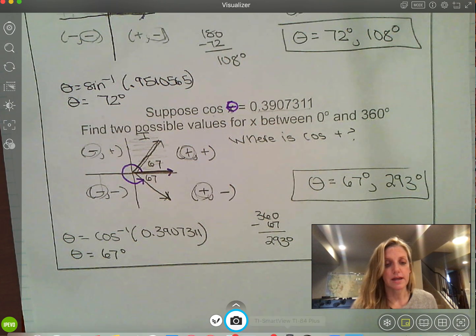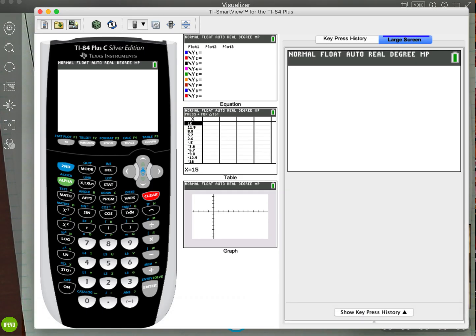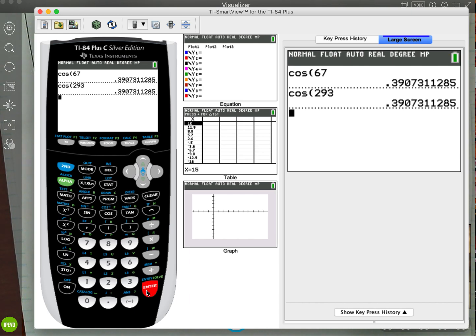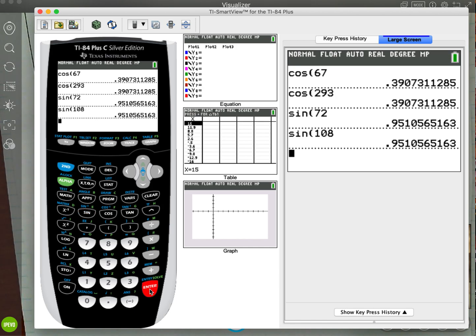Let's just make sure we get that. With our calculator, if we did cosine of 67, there we get 0.3907311, just like it said. And what happens when we hit cosine of 293? We get that same answer. Same thing for the first example, where it was sine of 72. It was 0.951, and then the second option was the sine of 108, which also gave us that same value of 0.9510.